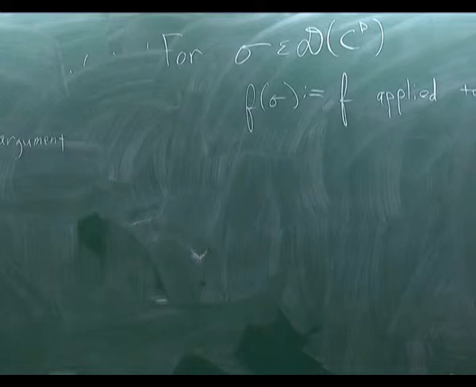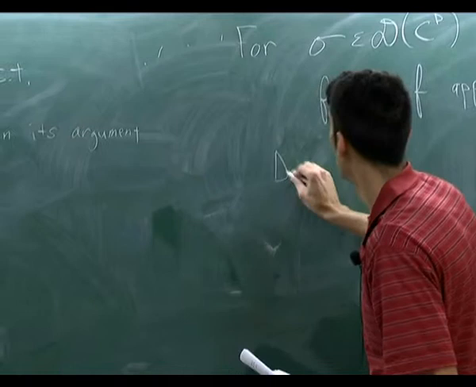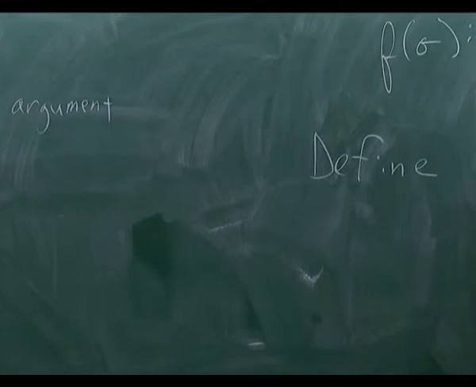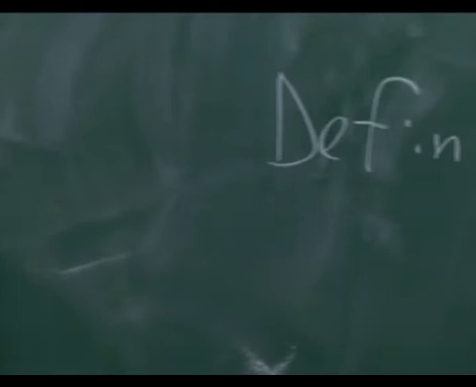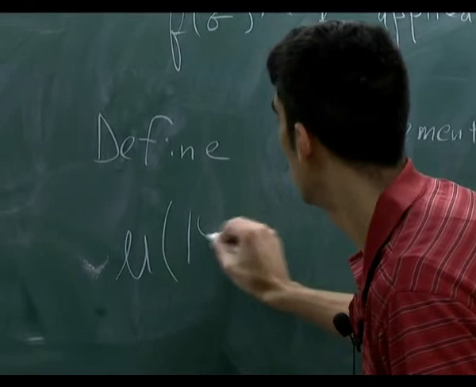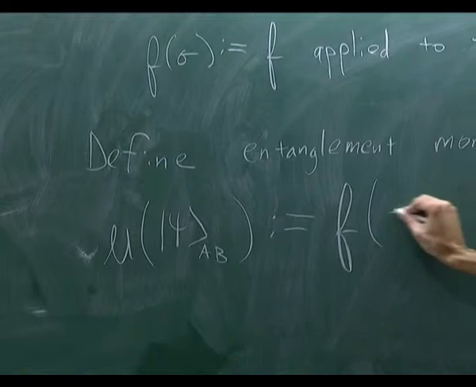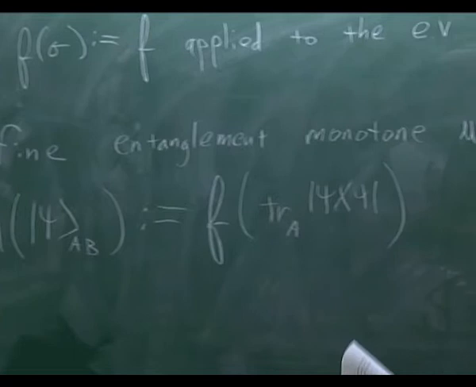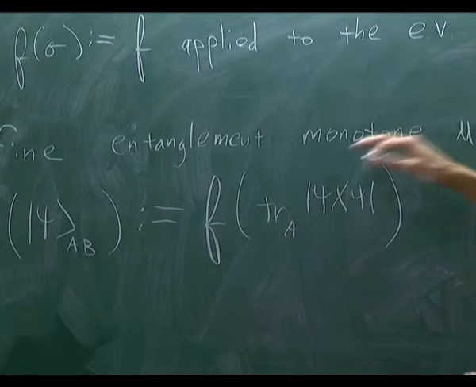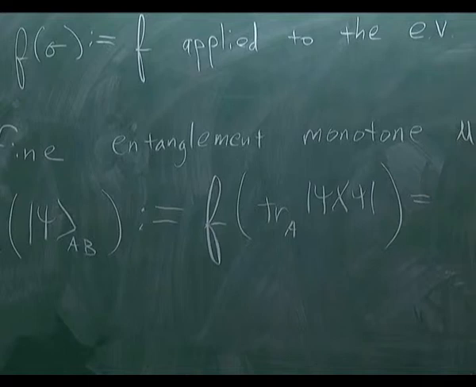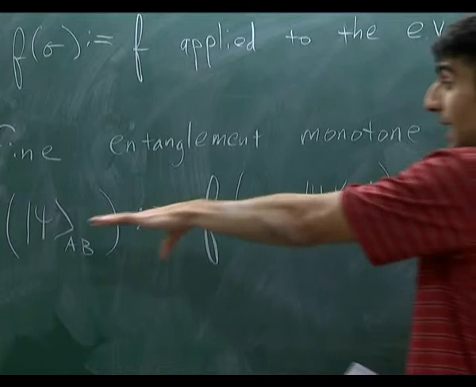Okay, then we define mu on the bipartite space. First we define it for a pure state, as just the function applied to the reduced density matrix. And again, we already noted this before, but it doesn't matter whether we trace out A or B, because we get the same eigenvalues for a pure state. So I won't even write that down. This is how we define an entanglement monotone for the pure state.